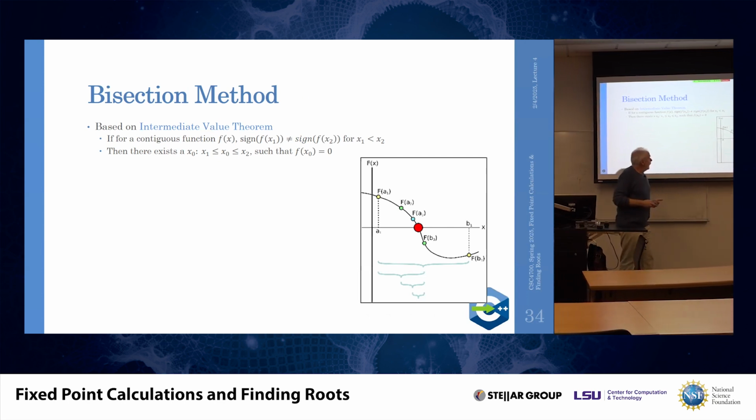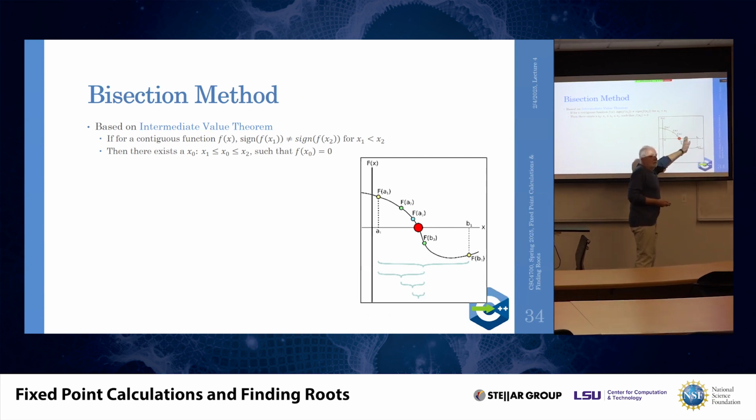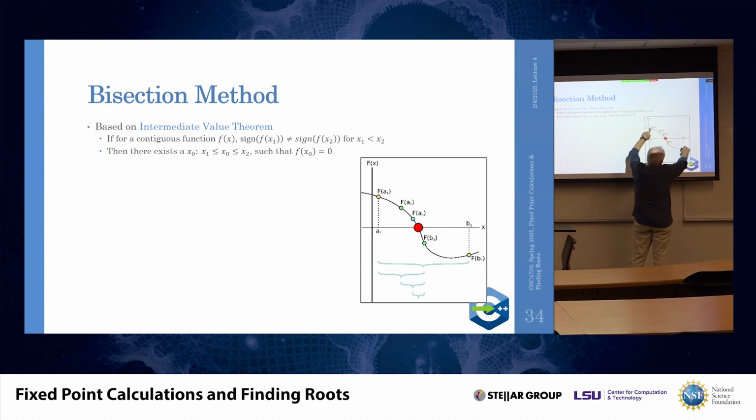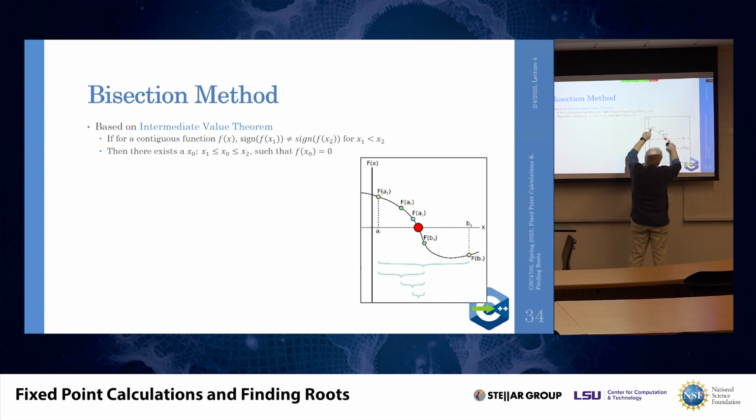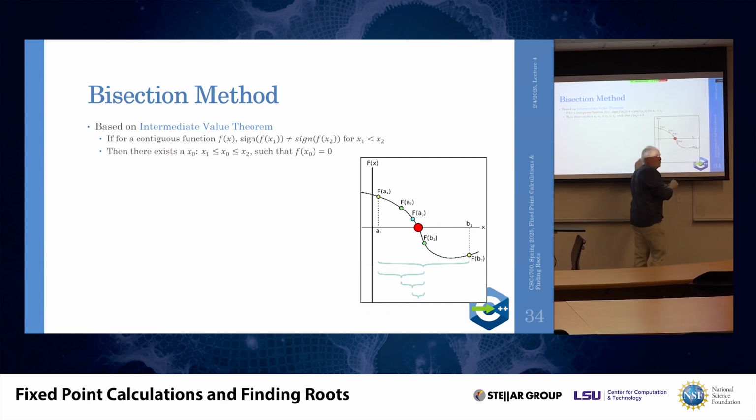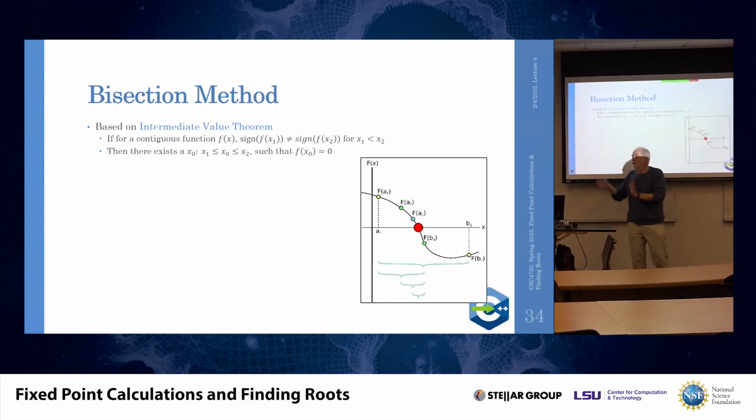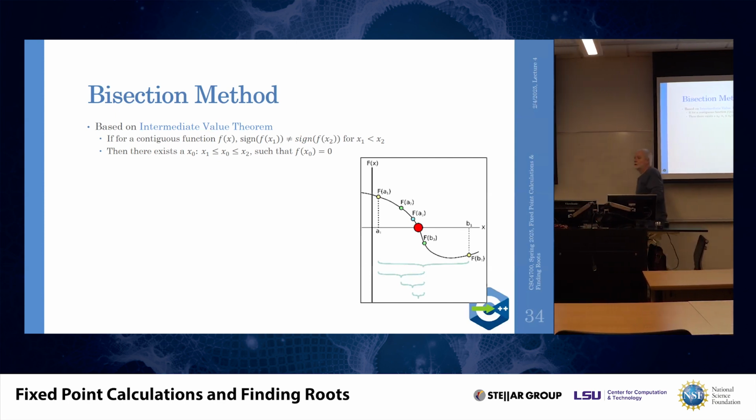So what you can do, you can bisect the interval. You can say, okay, I see that these two have different signs, so let's find the middle one and continue the process between the middle point and a, and bisect it over and over again until you get close enough to the actual solution.